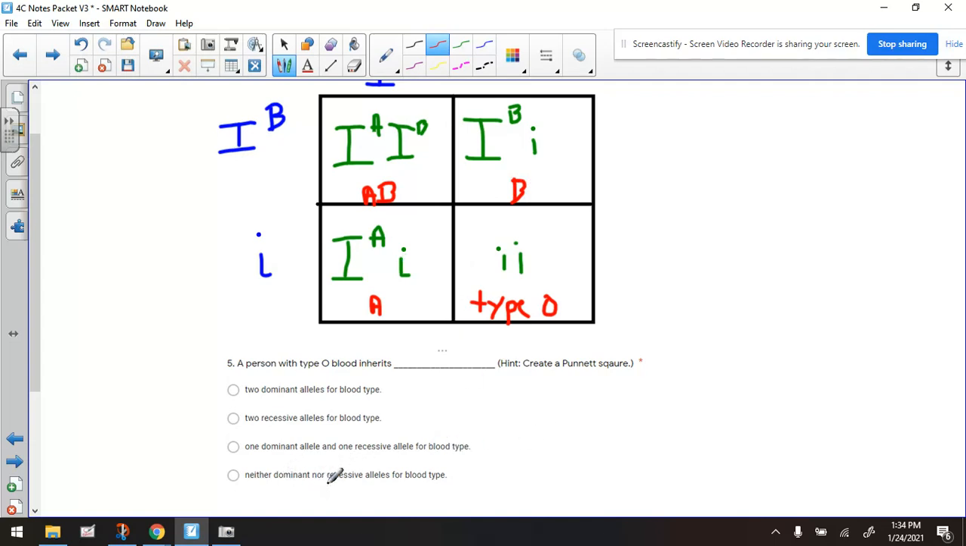And then neither dominant nor recessive alleles for blood type, that really doesn't make too much sense. So hopefully you see what the answer is.